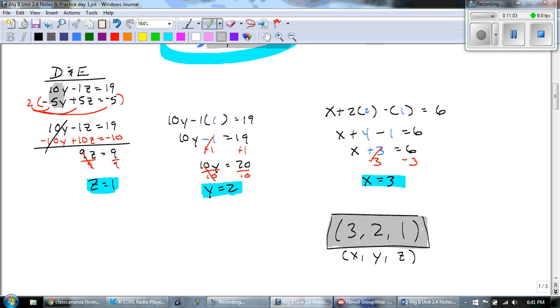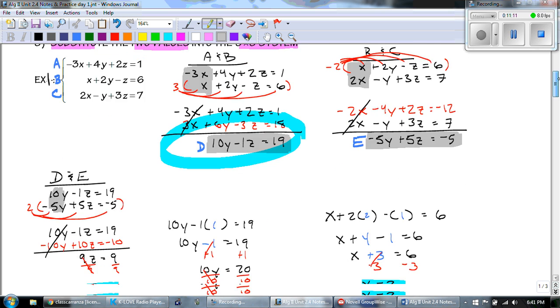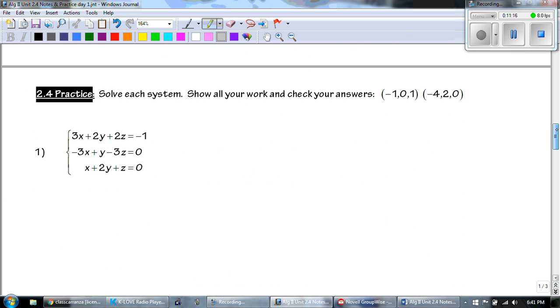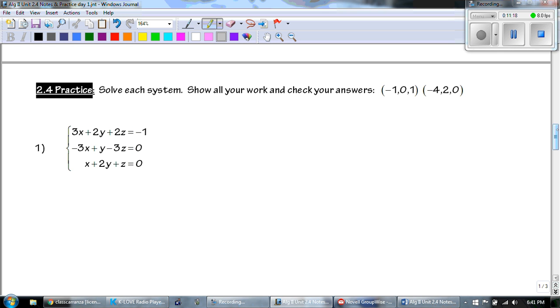Now, you might be like, oh, Mr. Grice, that was so hard. It's not that bad. Is it work? I'm not going to argue that it's not work. It's just you have to stay organized. All right. Let's go ahead and start some of the homework together.